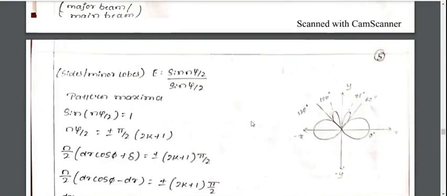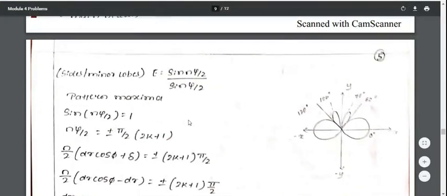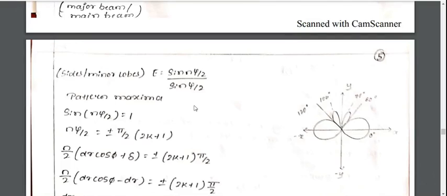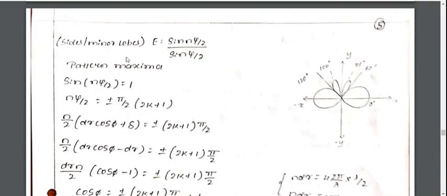Now let us find the minor lobe. You know the electric field equation of the linear n array, that is E of sine n psi by 2 divided by sine psi by 2. If we want the pattern maxima, sine of something should be equal to 1, that is sine of 90, and sine 90 is equal to 1. That's why n psi by 2 is equal to plus or minus pi by 2 into bracket of 2k plus 1.